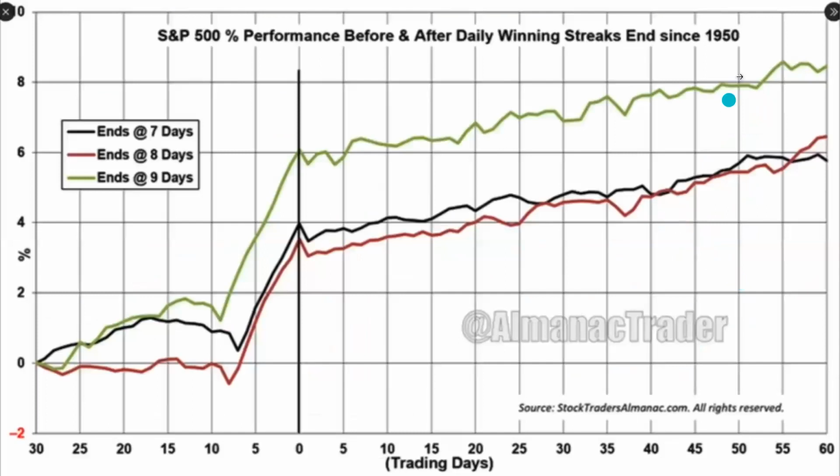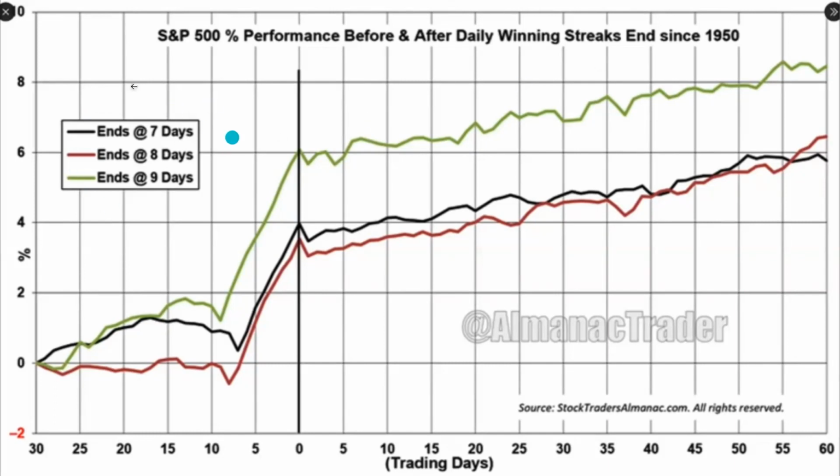Take a look at this, right? We have the S&P 500 performance before and after daily winning streaks. Once those daily winning streaks end, and this is since 1950. If you don't remember, the S&P 500 just went on, I can't remember if it was 7, 8, or 9 consecutive green days in a row. We'll look at the SPY chart in a second later in the video, and we'll get to the exact number.